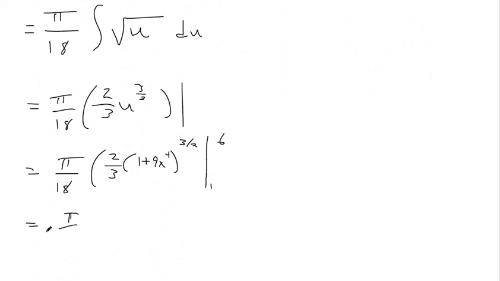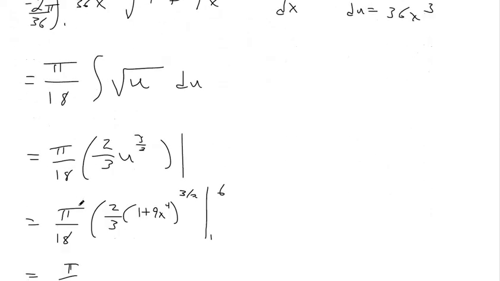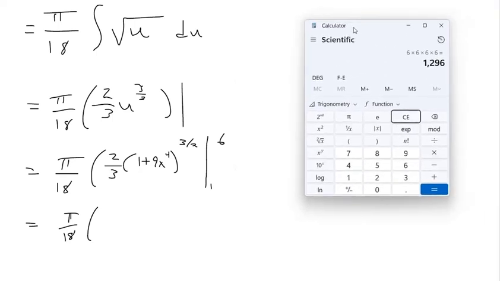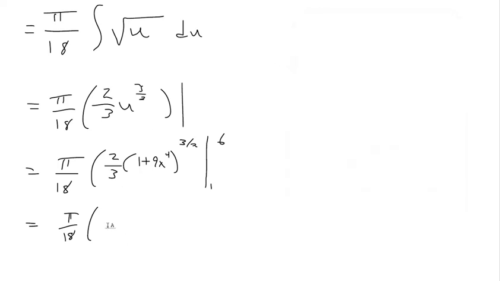I think this one says nearest 2 decimal places. That's good, so we don't have to deal with simplifying radicals and crazy stuff like that. So let's plug in 6 to the fourth. Here's 6 to the fourth plus 1. Then raise that to the 3/2 power times 2 divided by 3. So this is the first part after plugging in the limits of integration.